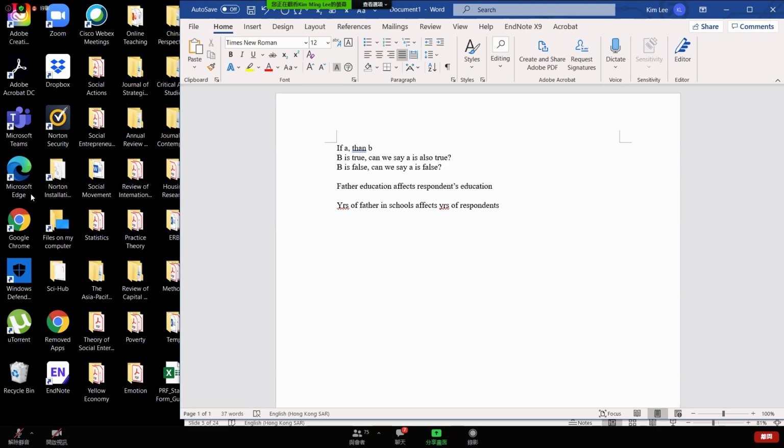Okay, so later on we'll talk more about the empirical statement. So this is the empirical statement. Can you think of another theory to describe the same empirical statement? Years of father in school affect years of respondent in school. In this case, we may think of other theories to explain this.